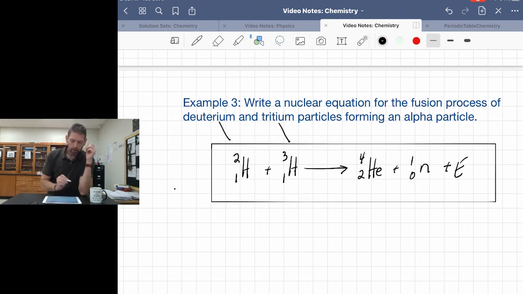There's our nuclear reaction. It is balanced. Across the top, on the left side, the reactant side, 2 plus 3 is 5. On the right side, 4 plus 1 is 5. On the left side, the atomic number is 1 plus 1, that's 2. And on the right side, the atomic number is 2 plus 0, that is also 2. We're done.